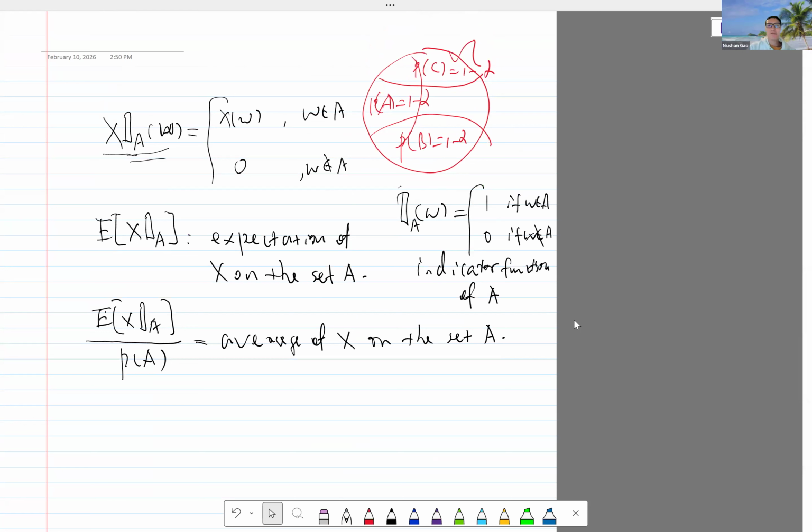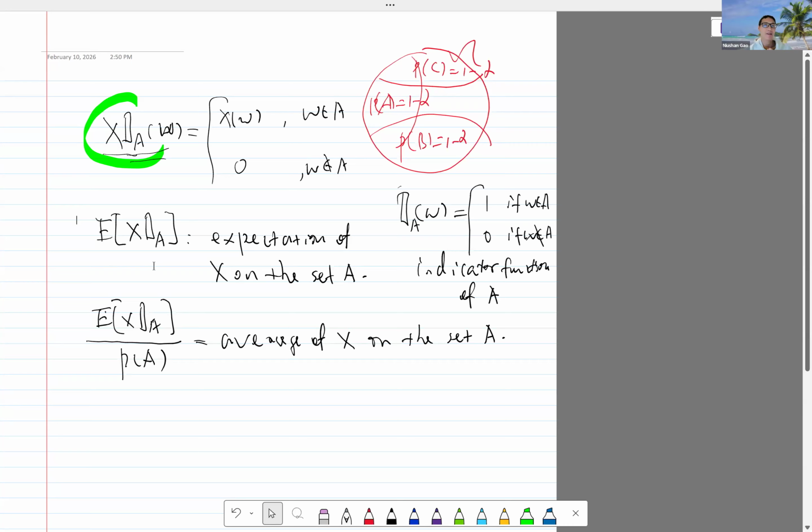First of all, we need to understand what the indicator function is. You are indicating whether omega is inside A. If omega is inside A, it equals 1. So now X times this one: if omega is inside A, then the random variable takes the value X omega times 1. Outside A, X omega times 0, which is 0. So on A, it is still X. Outside A it is 0 now.